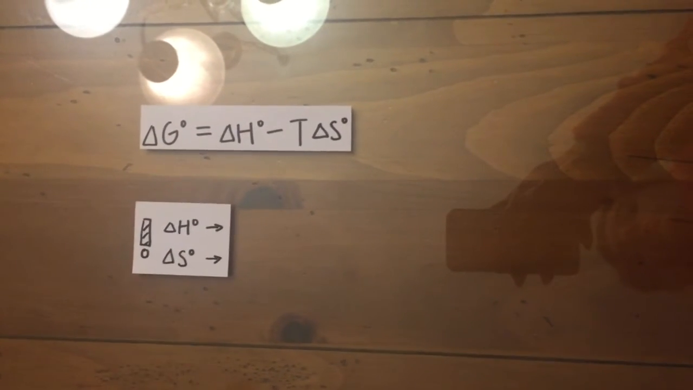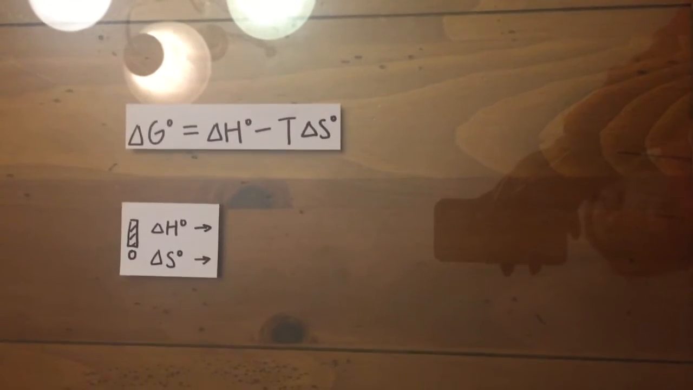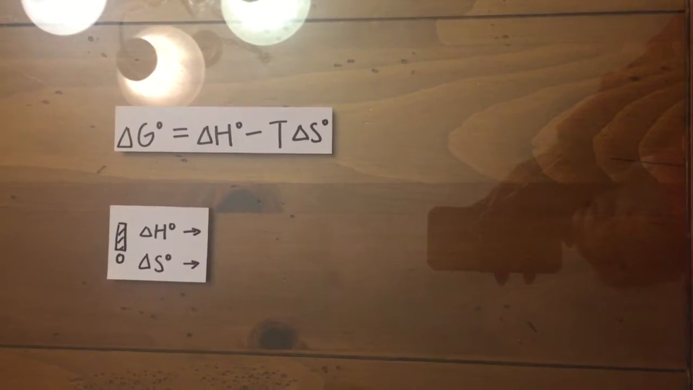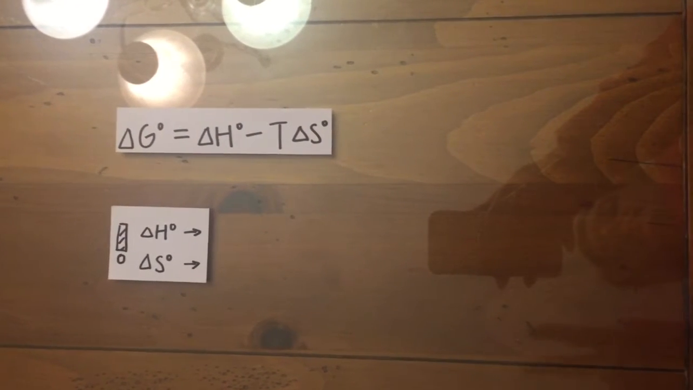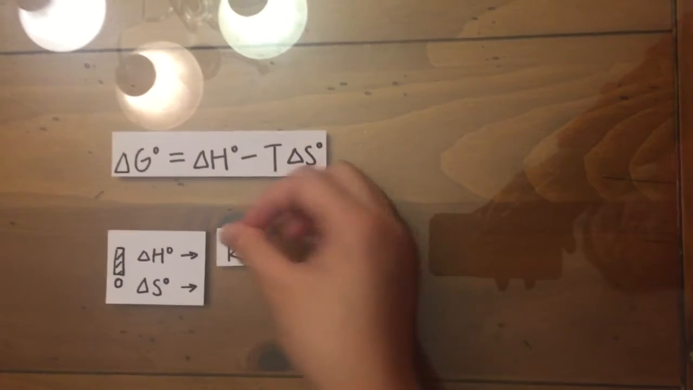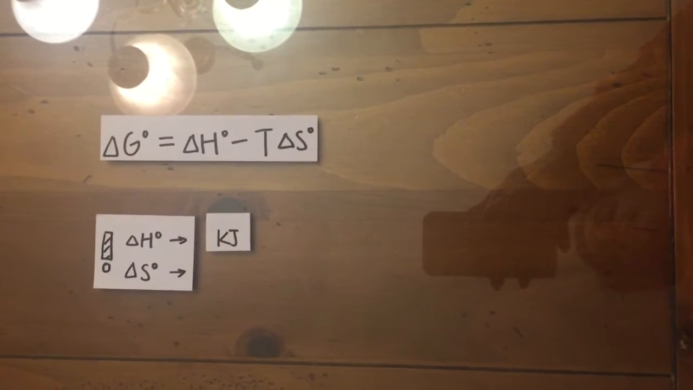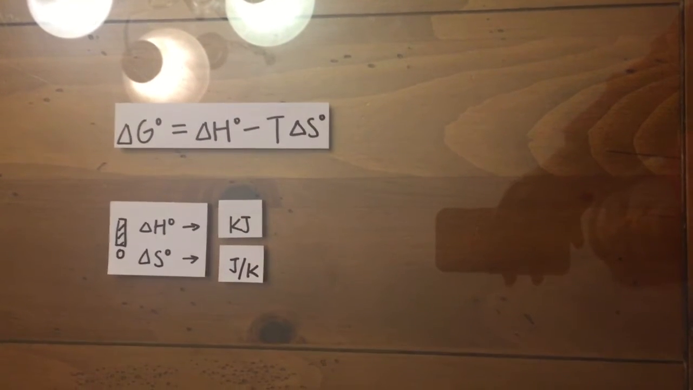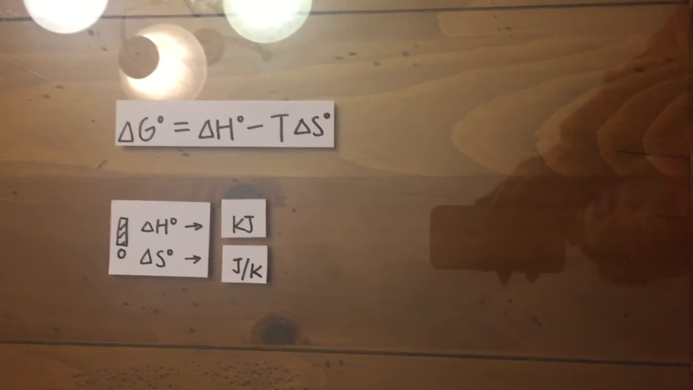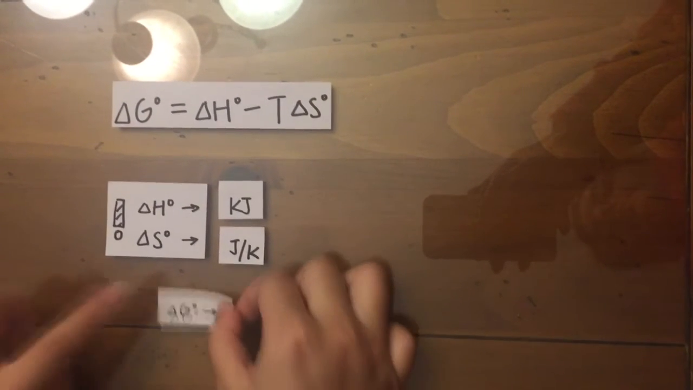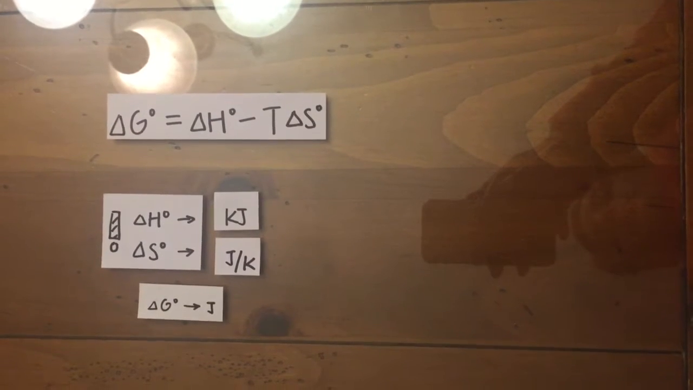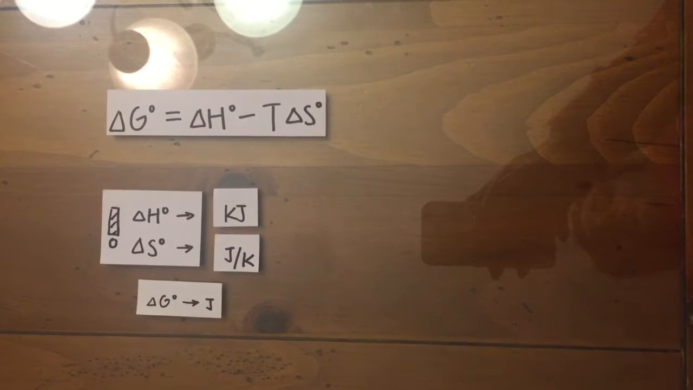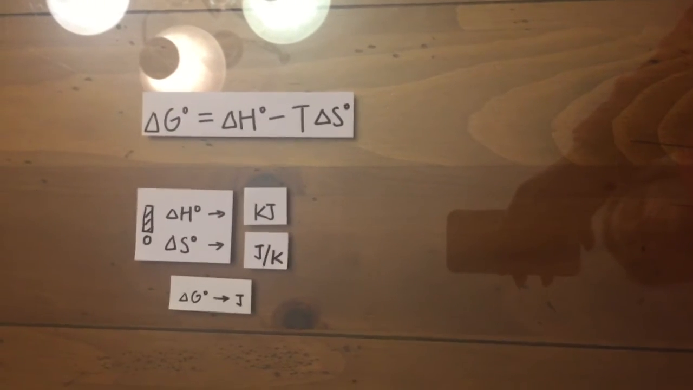When we use this equation, we need to take a very careful look at the unit of each measure. The change in enthalpy is usually given in kilojoules, while the unit of change in entropy is normally given in joules per Kelvin. And then the unit of free energy is always in joules. So while calculating, we need to convert units either to kilojoules or joules.